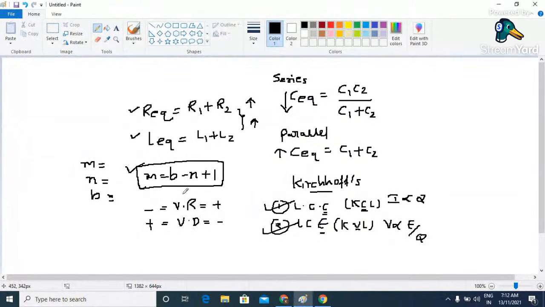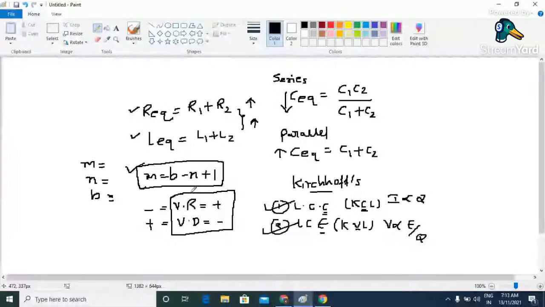But normally I prefer this sign convention to apply KVL in any circuit. Voltage rise is positive. That means when we are moving in the opposite direction of current, we will experience a voltage rise. And voltage drop is going to be negative. That means when we are moving in the same direction of current, we will experience a voltage drop. This is very important.